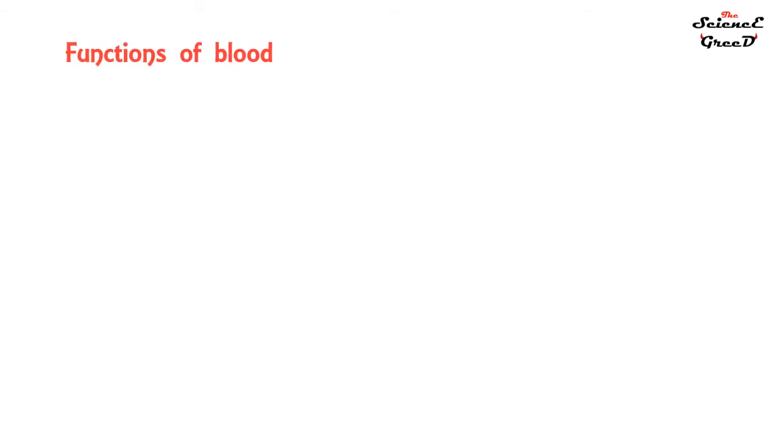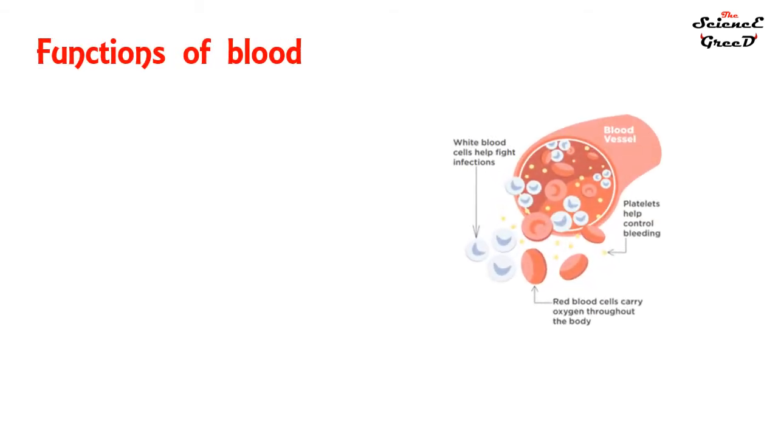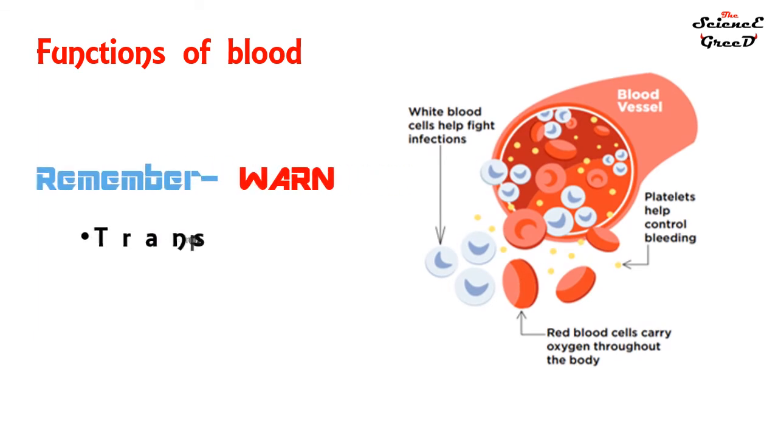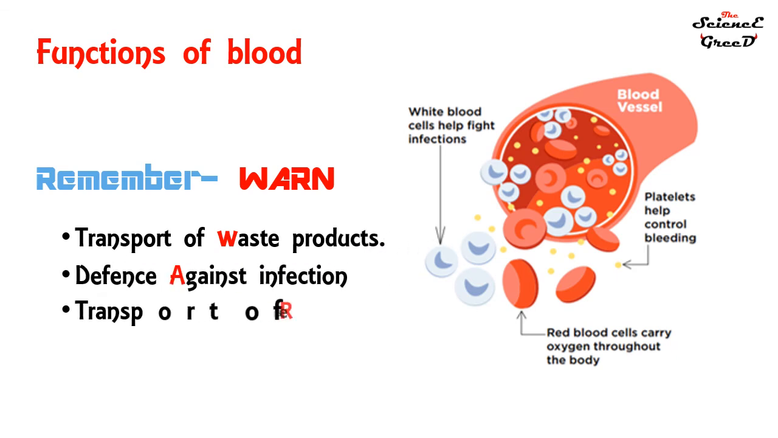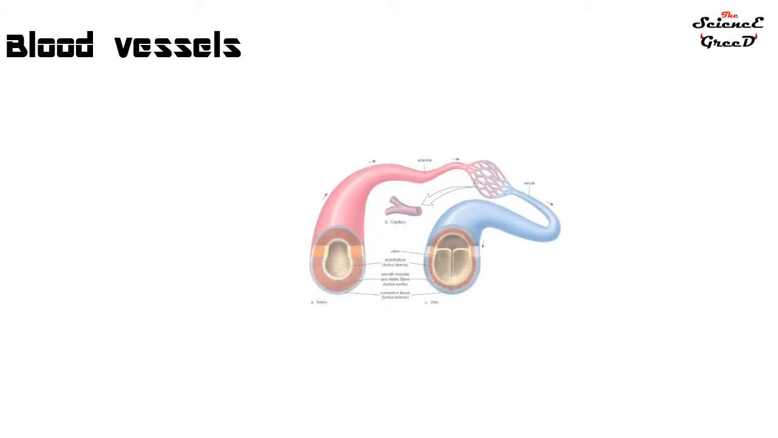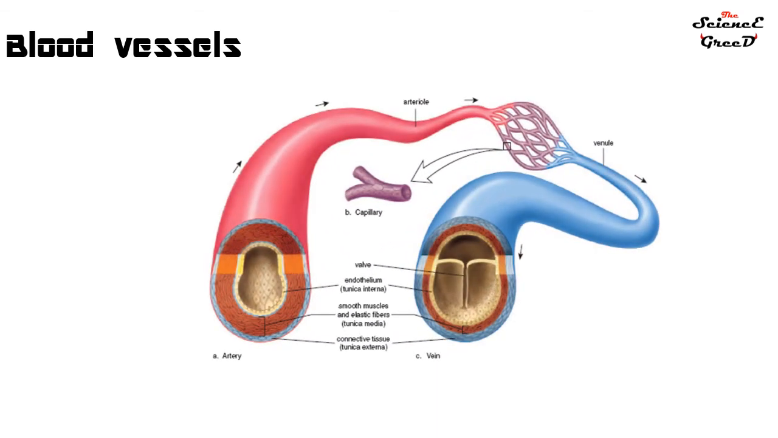What are the functions of blood? Blood has a number of functions that are central to survival. Remember them as transport of waste products, defense against infection, transport of respiratory gases, and transport of nutrients. The blood vessels are the components of the circulatory system that transport blood throughout the human body. These vessels transport blood cells, nutrients, and oxygen to the tissues of the body. They also take waste and carbon dioxide away from the tissues. They are arteries, veins, and capillaries.